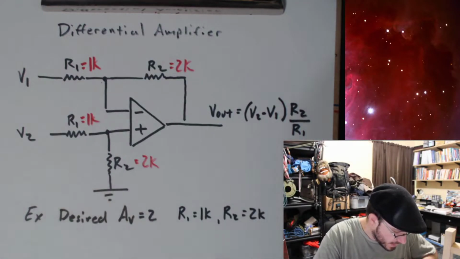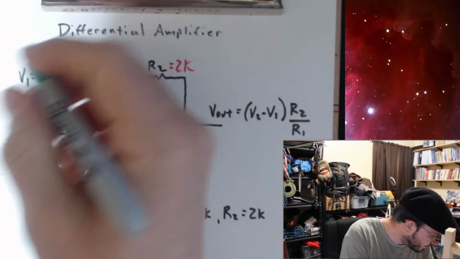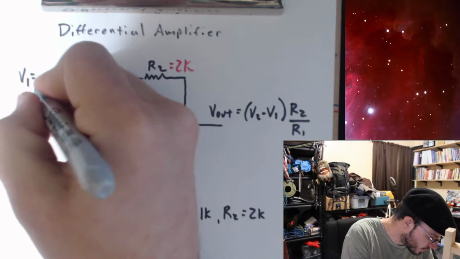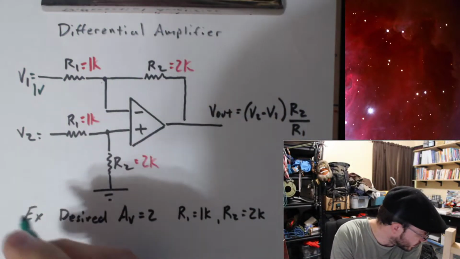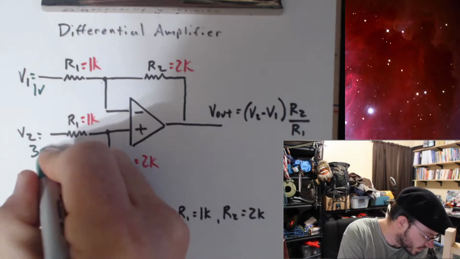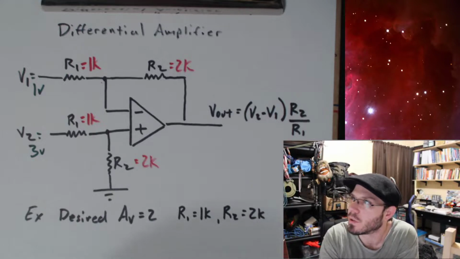And let's punch in some test values here. For V1, I'm going to make that equal to 1 volt. And V2 is going to be equal to, let's say, 3 volts. Okay, and so the question would be, what is V out going to be equal to?